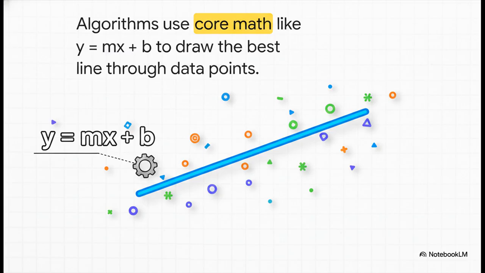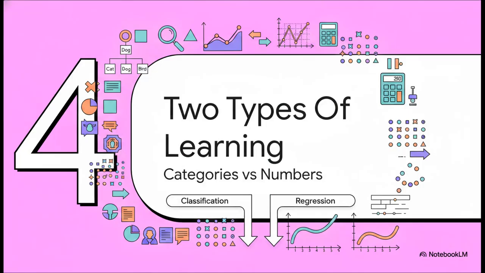Now, I know this sounds incredibly complex, and yeah, it definitely gets complex when you're running it at a massive scale, but it's really worth noting that at its absolute core, this whole pipeline of training and predicting relies on foundational math. Things as simple as that old high school equation, y equals mx plus b. The algorithm is essentially just drawing the best possible mathematical line through all those data points to make its future predictions.